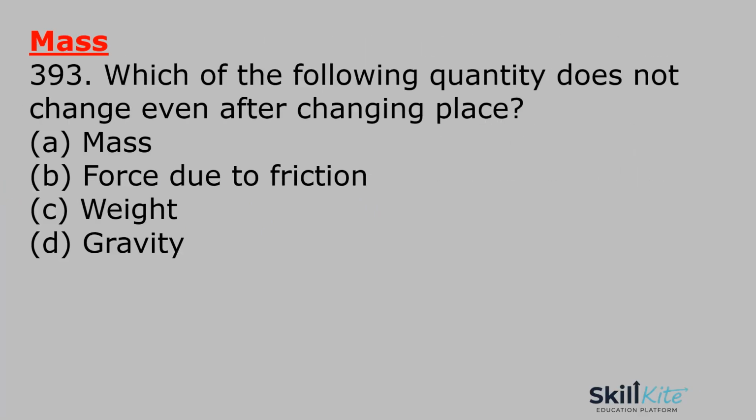Which of the following quantities does not change even after changing place? That is mass. Mass is the amount of matter in the body, which does not depend on the value of gravity, small g. Weight of a body is the gravitational force on it, thus weight depends on the gravitational acceleration. Hence weight of the body will change from one place to another because the value of g is different in different places, but as mass is independent of g, it will not change from place to place.